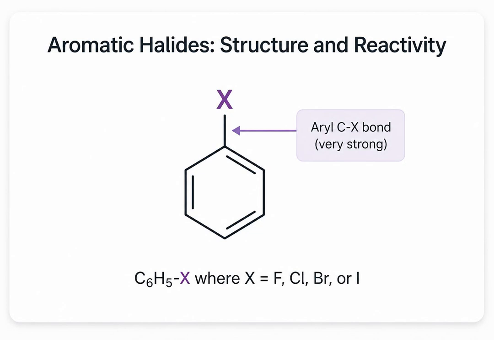Now we're moving into aromatic halides, compounds where a halogen is bonded directly to a benzene ring. This C-X bond is fundamentally different from alkyl halides. The aryl carbon is sp2 hybridized and part of the aromatic system, which makes the C-X bond significantly stronger and much less reactive toward nucleophilic substitution. This difference in reactivity is crucial to understanding how aromatic halides behave in organic synthesis.